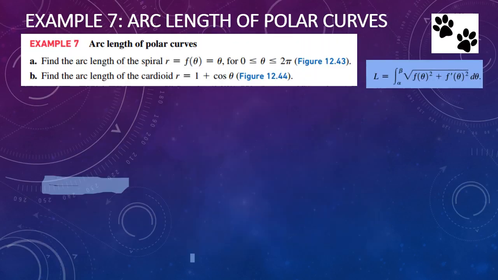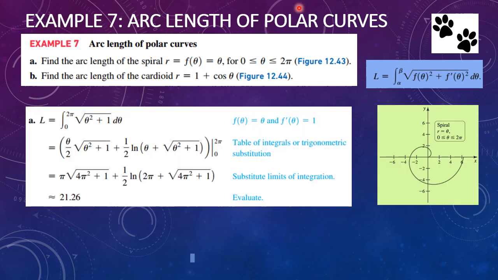So let's look at our last example in this section, finding arc lengths of polar curves. Part A, find the arc length of the spiral r equals f of theta equals theta for theta between 0 and 2 pi. So here's the diagram of that. We've seen this formula before, r equals f of theta equals theta. As theta increases, r is increasing, and so we have this kind of outwardly going spiral.